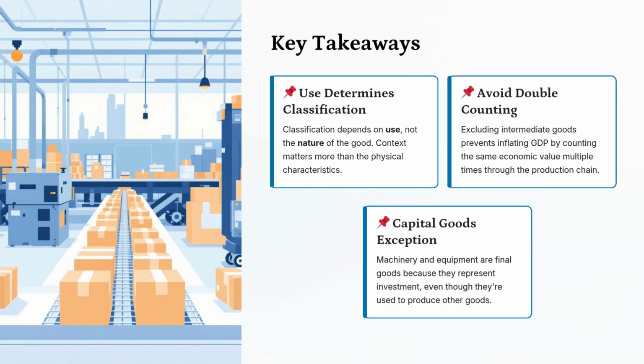To wrap up, remember three things. First, classification depends on use, not the nature of the good. Second, excluding intermediate goods prevents double counting in GDP. And finally, capital goods are treated as final goods because they represent investment.